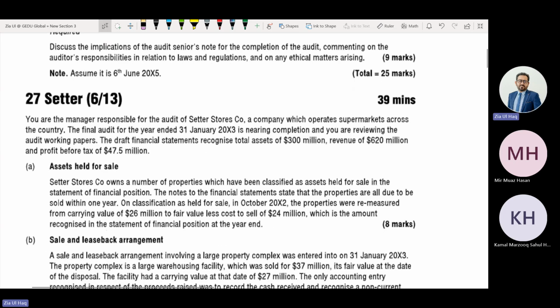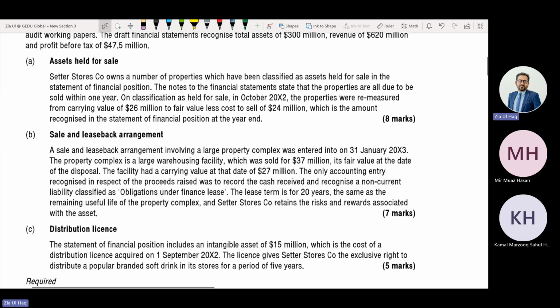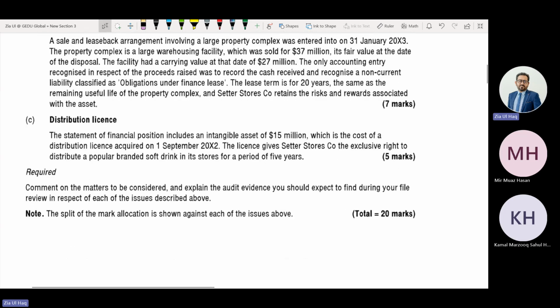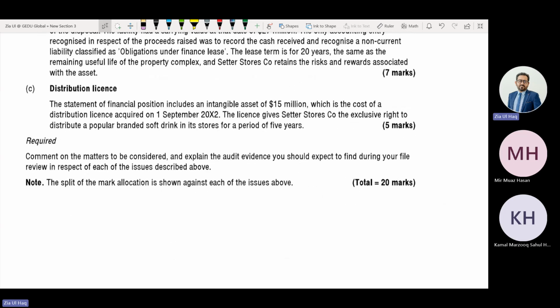So we are having this question, Saturn. Part A for 8 marks, B for 7 marks, C for 5 marks. And the requirement for all three: comment on the matters to be considered, materiality, accounting standard discussion. If the company treatment is explained in the scenario, then we need to discuss risk of material misstatement as well. If the company treatment is not explained, just materiality and standard discussion.